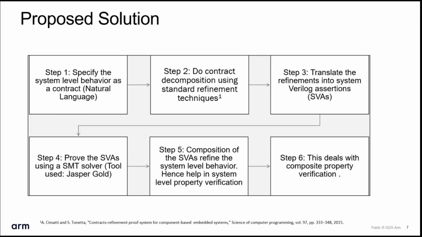This does not guarantee at step 4 that I have verified or validated the system level property. So for that, we move to step 5. What we do in step 5 is we compose those SVAs in such a manner that they refine the system level behavior. So what does that mean? The properties P1, P2, P3, and so on, which we have written for the respective components, we compose them in such a manner that a system level behavior is automatically modeled.